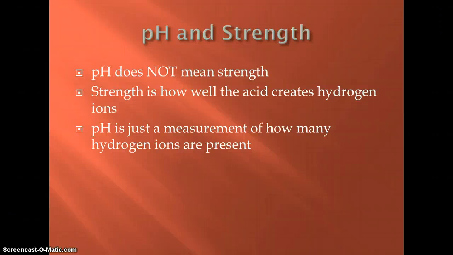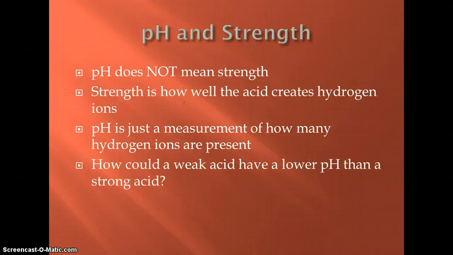So what I want you to do in the short answer section is, can you think of a way where a weak acid could actually have a lower pH than a strong acid? Okay, make sure you understand the difference between concentration, the amount, and how well the thing breaks apart or creates ions. See if you can come up with a way that a weak acid could have a lower pH than a strong acid.